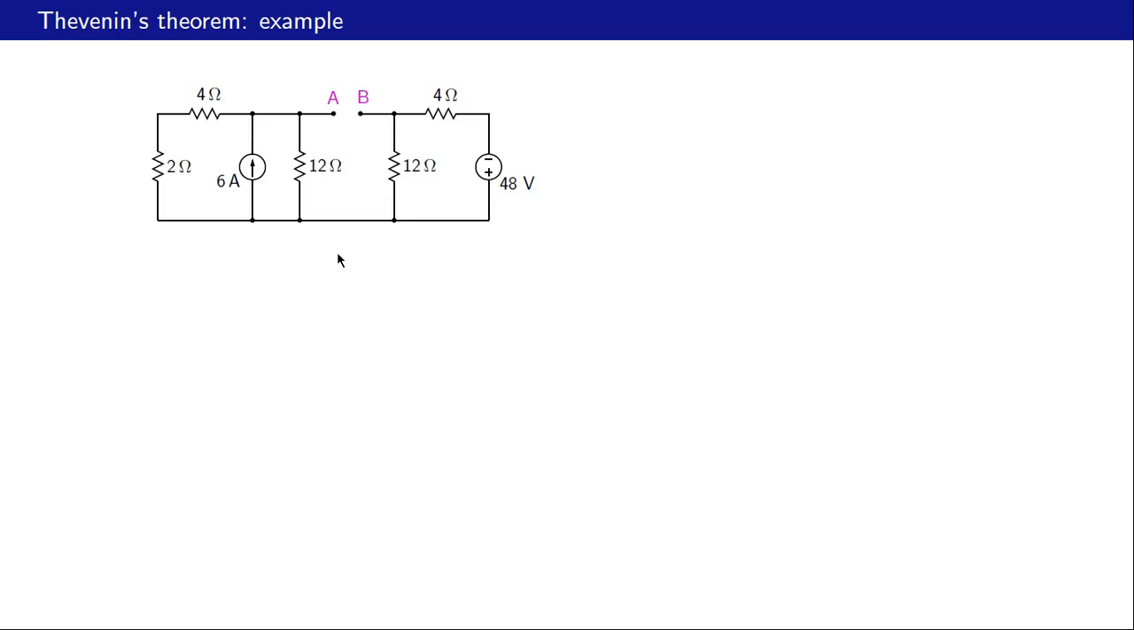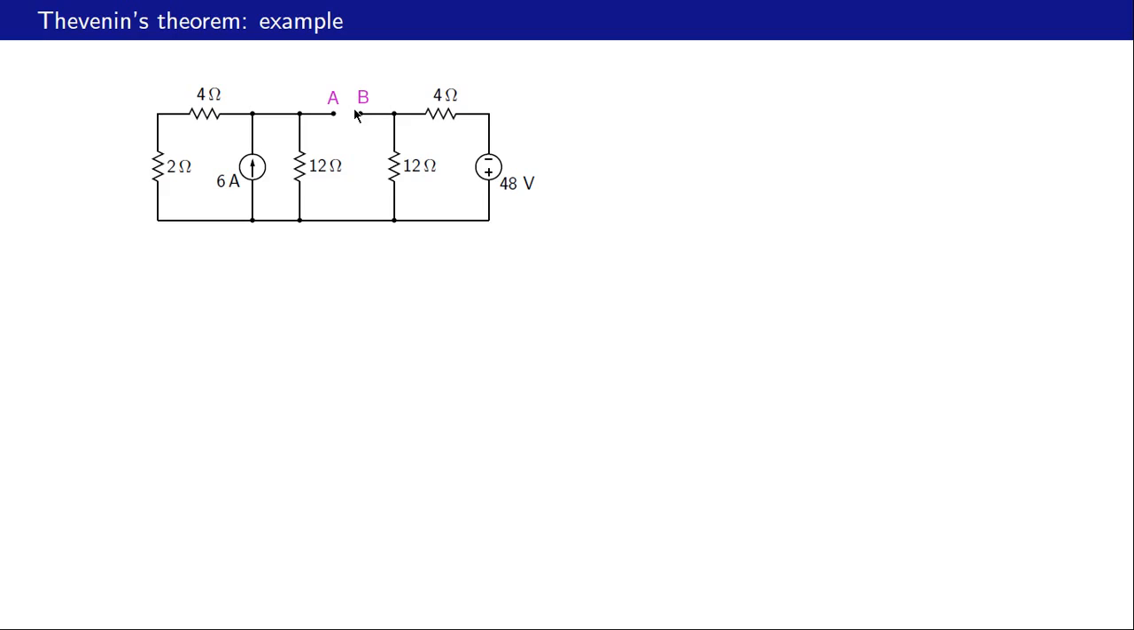Another example. This is a little more complicated than the previous example. We have two independent sources now, a current source 6 amperes and a voltage source 48 volts. And we want to find the Thevenin equivalent circuit as seen from AB. Let us look at RTH first. How do we find RTH?